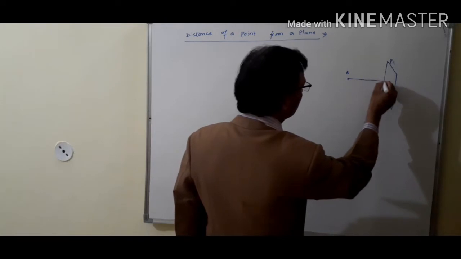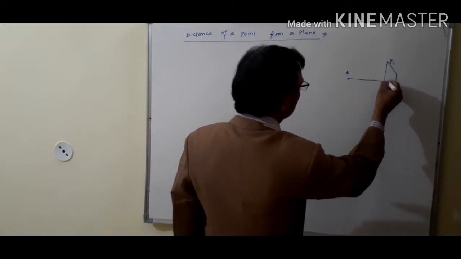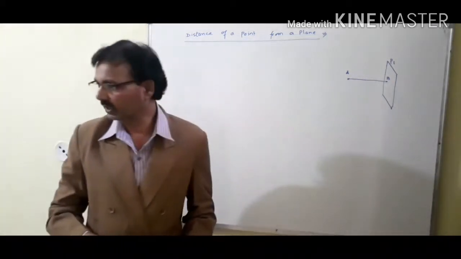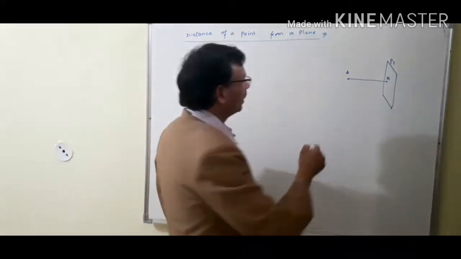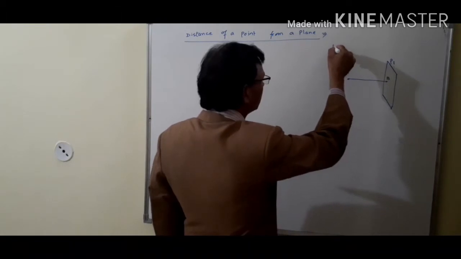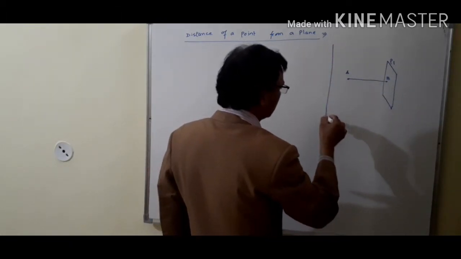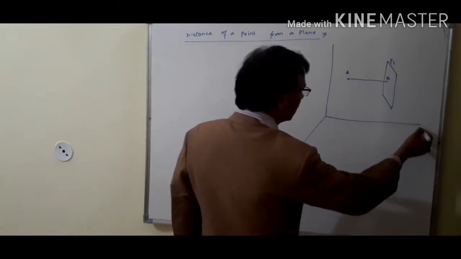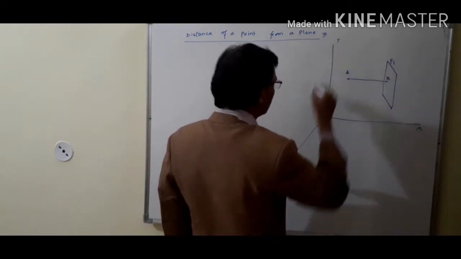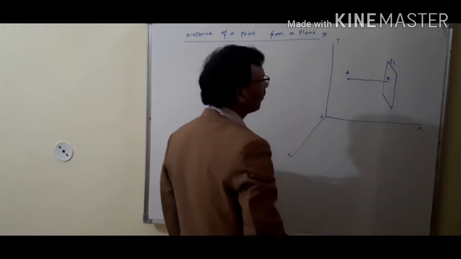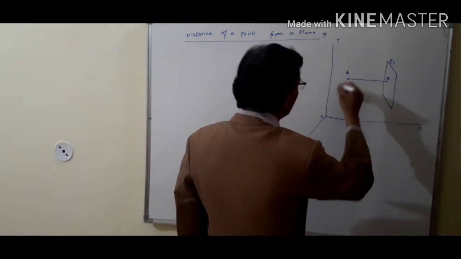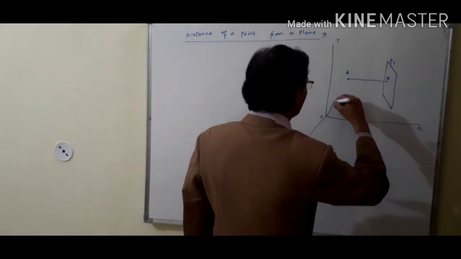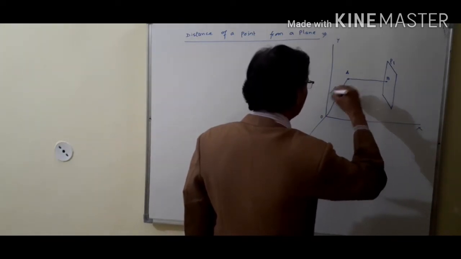That means from A to, suppose this is the point B. What will be the distance AB? Now, if we take this in the rectangular coordinate system X, O, Y and Z, the position vector of A with respect to O will be small a.